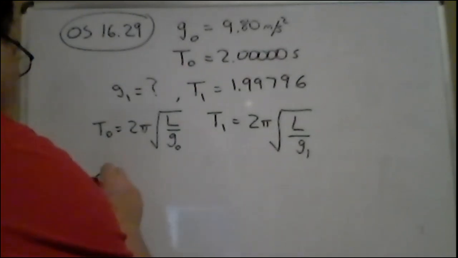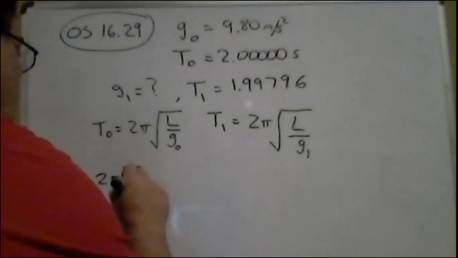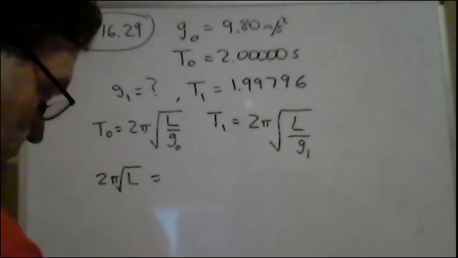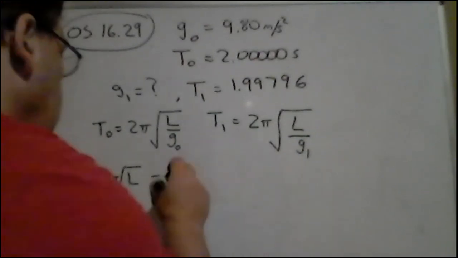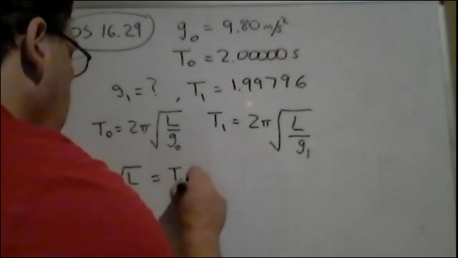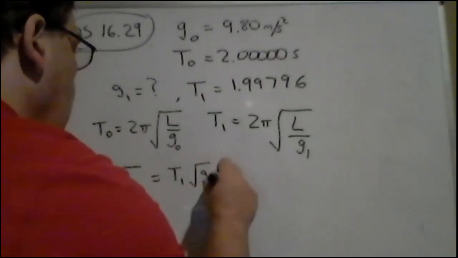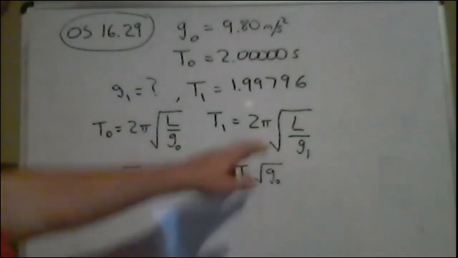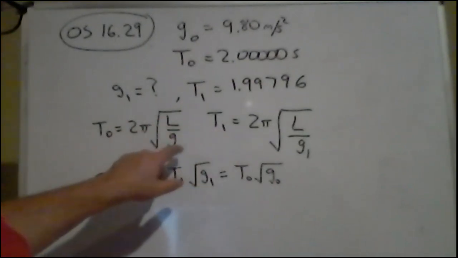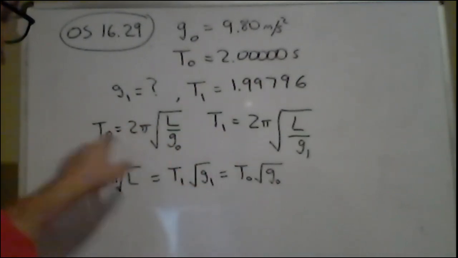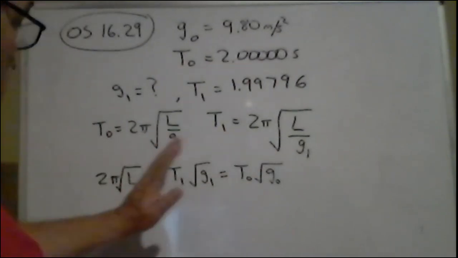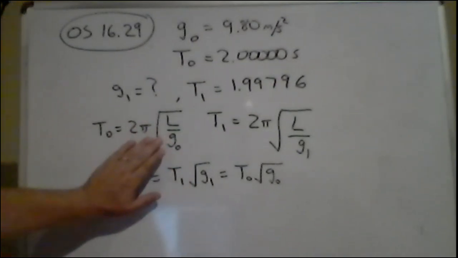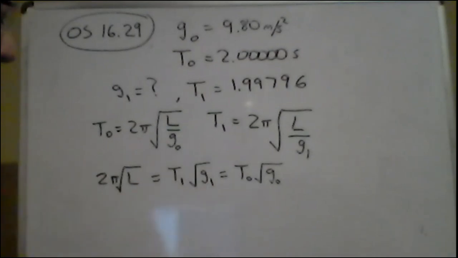Let's set both equations equal to that and eliminate the constant. 2 pi times the square root of L is equal to T1 times the square root of g1. It's also equal to T0 times the square root of g0. All I've done is set both equations equal to 2 pi times the square root of L. For me to do that, I had to multiply over by the square root of g0 or the square root of g1. So I'm eliminating 2 pi times the square root of L, and I'm now left with just this equation. And what do I want to find? I want to find g1.